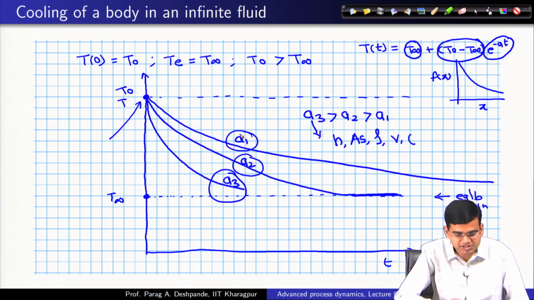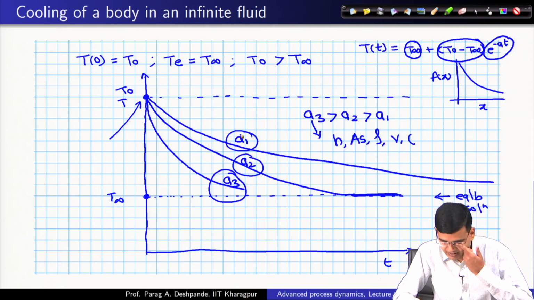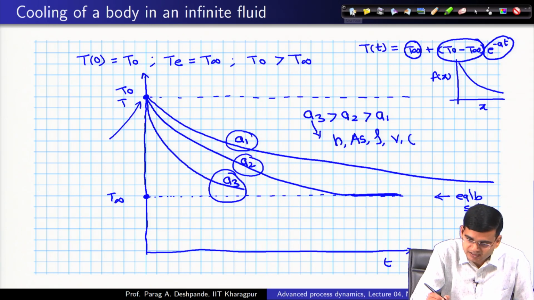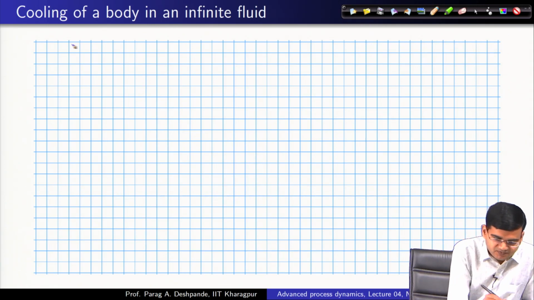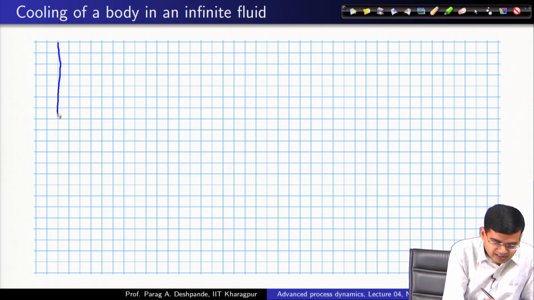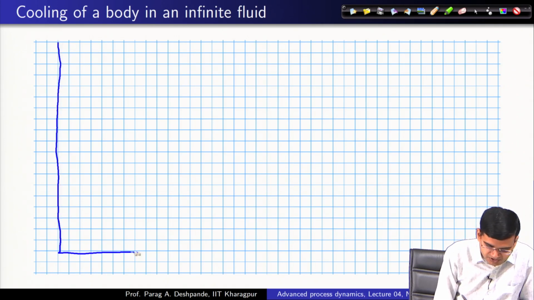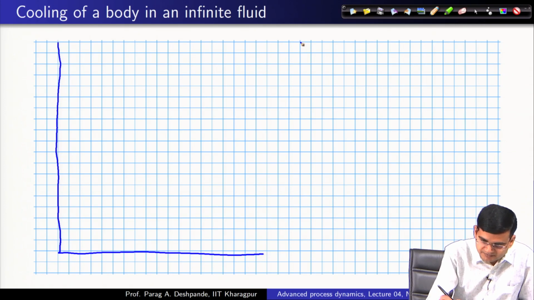These are the different solutions. Now, what I can do is I can make another set of phase portraits to give you an idea about the solution or the solution behavior.